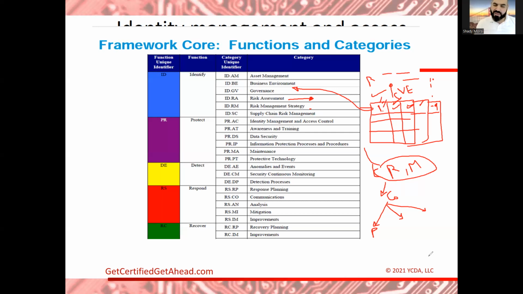No worries. Okay, so again, guys, let's go back to physical controls, technical controls, and managerial controls. Can you give me an example for each one of these? Physical control, managerial controls.